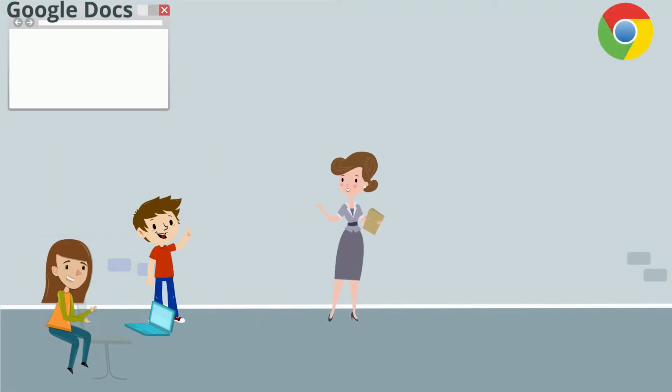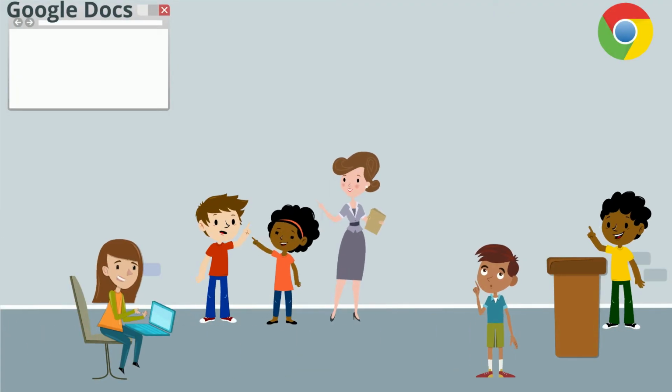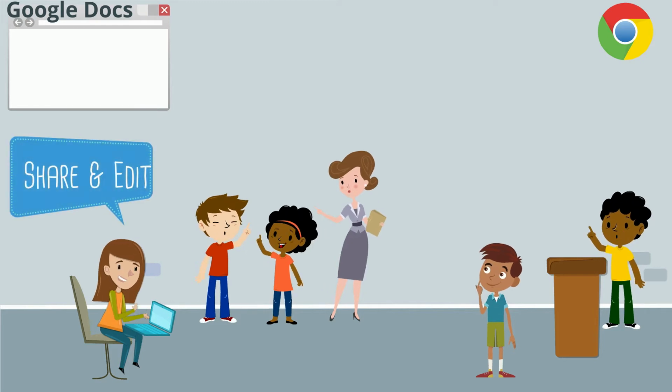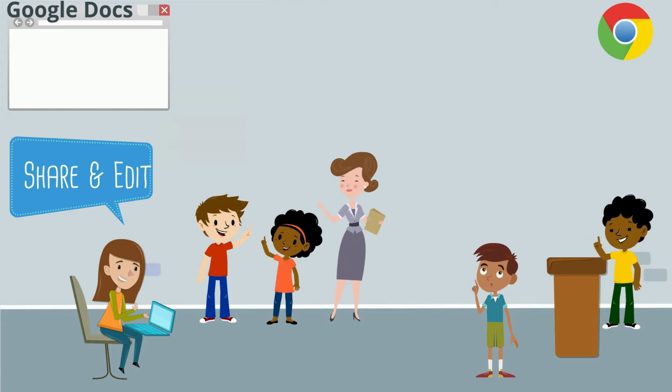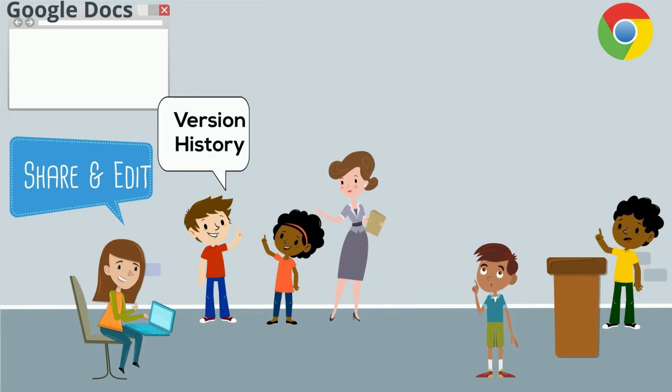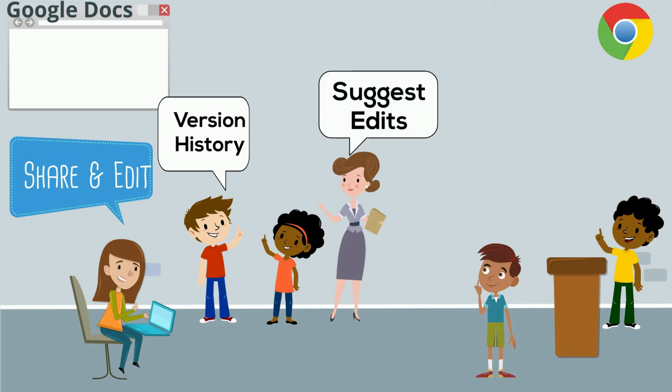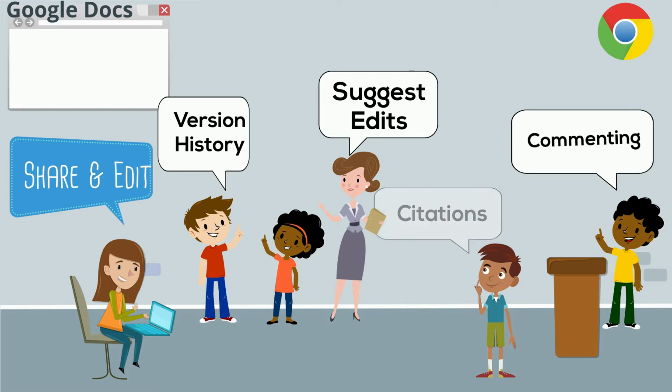I learned to improve student collaboration by using Google Doc features. Students can share and edit documents for group work and seamless collaboration. Version history can be used for tracking edits and increased student accountability. Students and I can suggest edits without compromising their work. Commenting can also be used for increased communication and feedback. Students can also easily add citations.